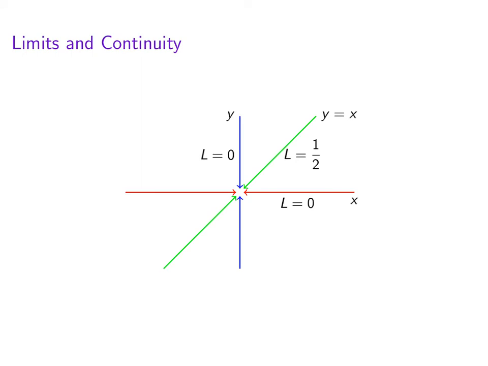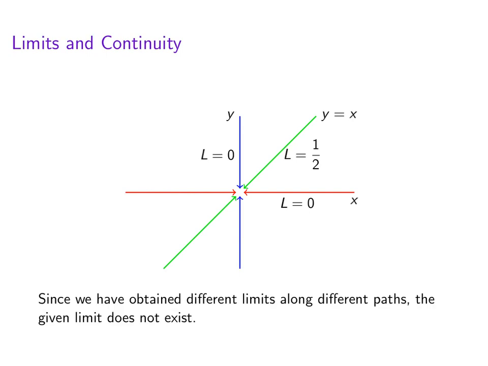So here's a picture of what we're dealing with. Approaching along a couple of lines, specifically the coordinate axes, gives us limits of 0. Approaching along this diagonal line gives us a limit of 1/2. Now we've obtained different limits along different paths, so the limit does not exist.